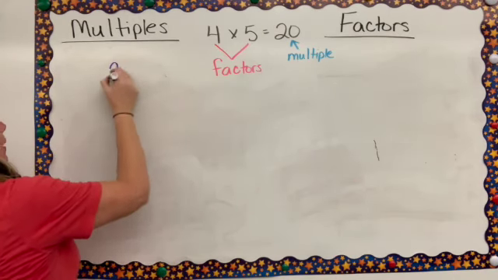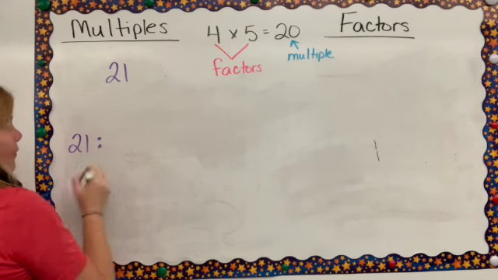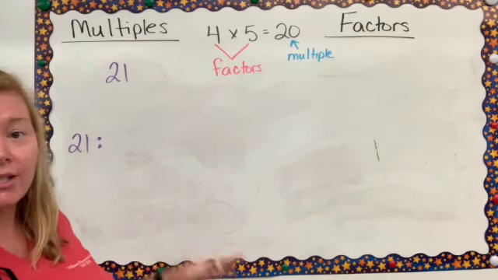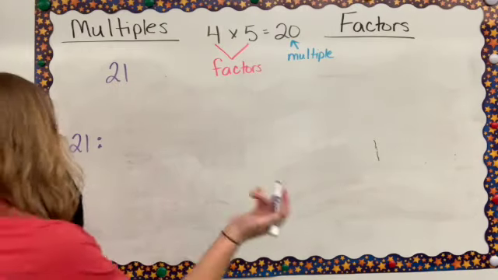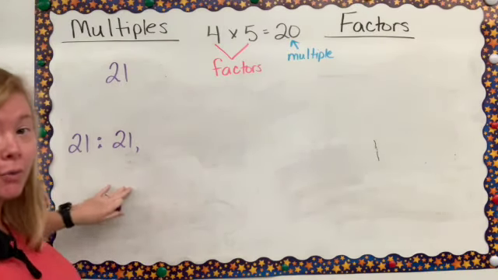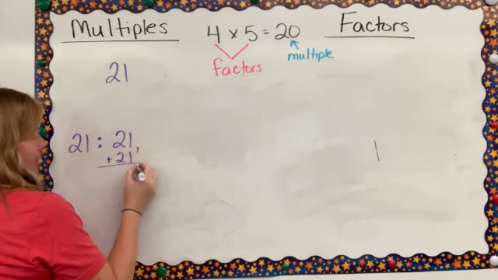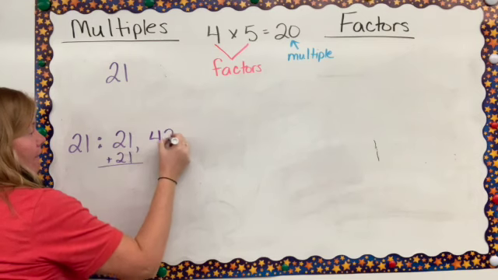I need the first 3 multiples of 21. What's my very first multiple, friends? It's always going to be the number. Perfect. 21. Now, if you don't know what the next one is, all you have to do is add 21 underneath it, and you get 42.